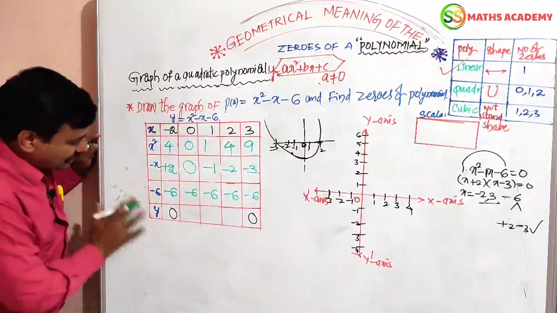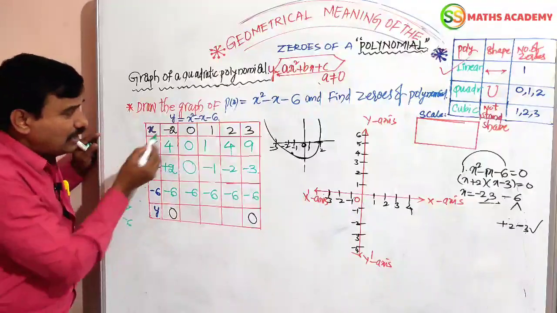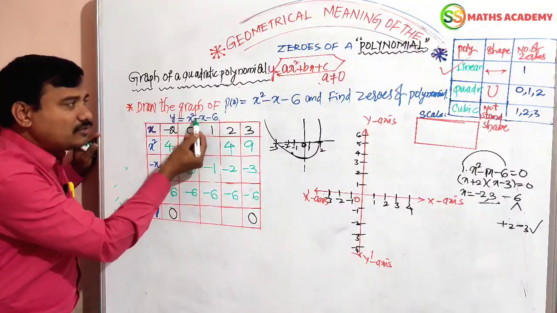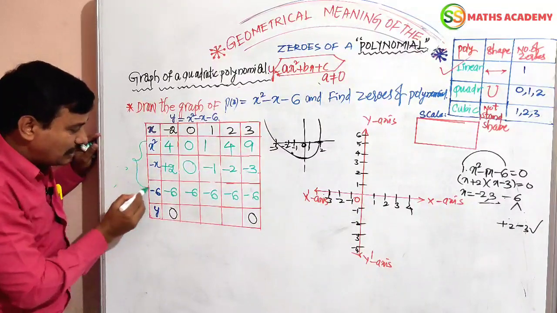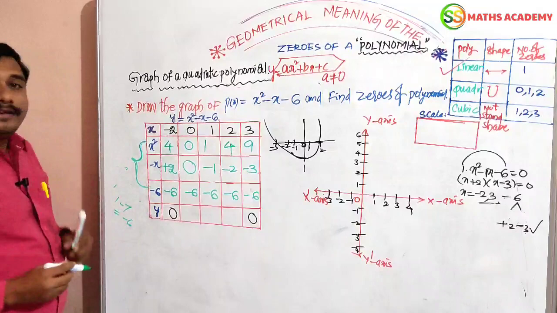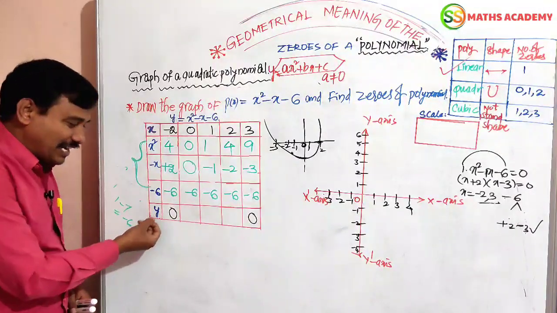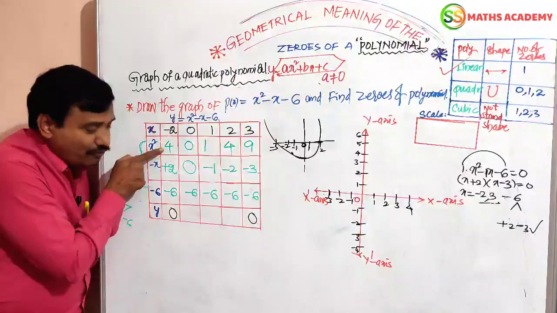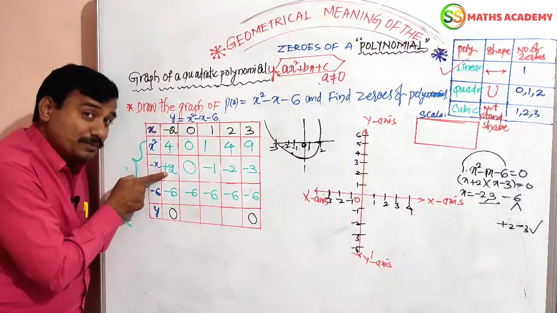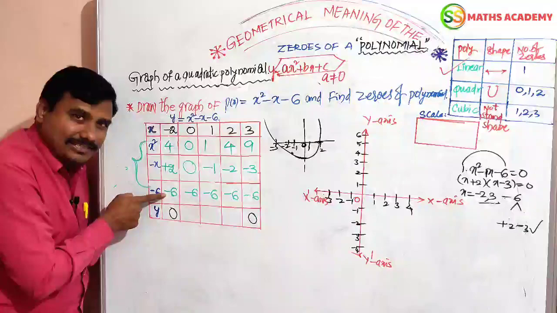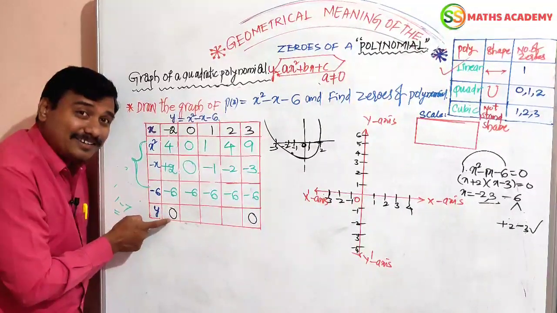Now let us observe, friends. I want to take the y value. The y value means the right side values: 1, 2, 3, these three values only. You should add x square minus x minus 6, and you will get the y value. Let us see: 4 plus 2 minus 6 is nothing but 0.